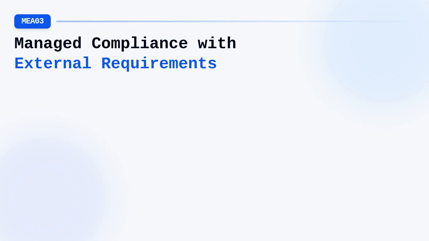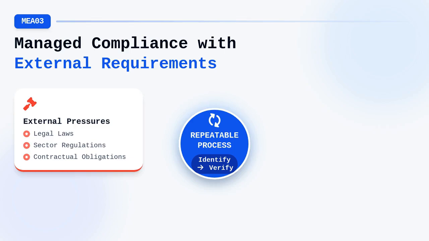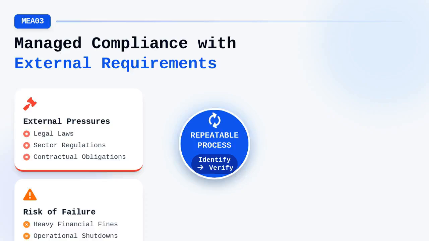The third objective, MEA-03, is managed compliance with external requirements, which is perhaps the most rigid aspect of our governance framework due to legal and regulatory pressures. Organizations do not operate in a vacuum, and they are constantly subject to laws, sector-specific regulations, and various contractual obligations that dictate how data and technology must be handled. This objective requires a repeatable process to identify what external requirements apply to the enterprise and to verify that we are indeed meeting them. Failing to manage this specific area leads to tangible risks, such as heavy fines, operational shutdowns, or the loss of trust from our clients.